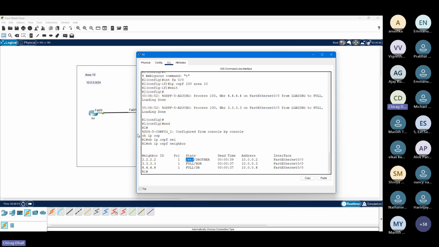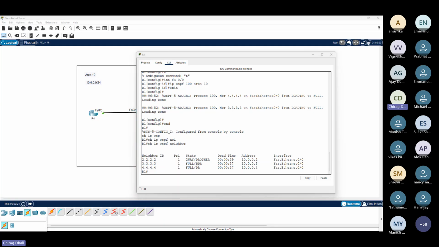We can see the priority here is one for all. So by default, it was the same for everyone. So how did the election take place? It took place on the basis of router ID. Highest router ID became DR. Second highest became BDR. And then we have router 2 and router 1 as normal routers. So first election is of DR. Then next election is of BDR.